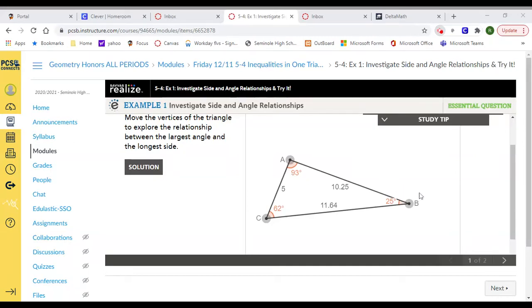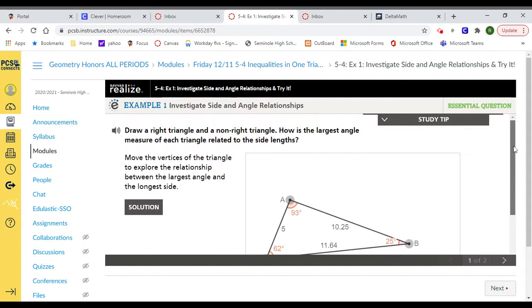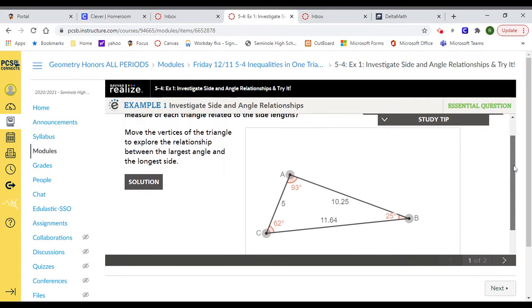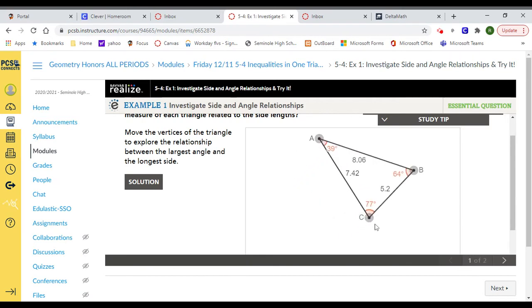So today we are looking at 5-4, inequalities in one triangle. And this is a tool that you'll see on the module for today that I wanted to look at with you first, so you can visually see what we're going to be talking about. And then you can also go on and play with this yourself so you can get an idea of exactly what we're talking about. So we're talking about the side and angle relationships in a triangle.